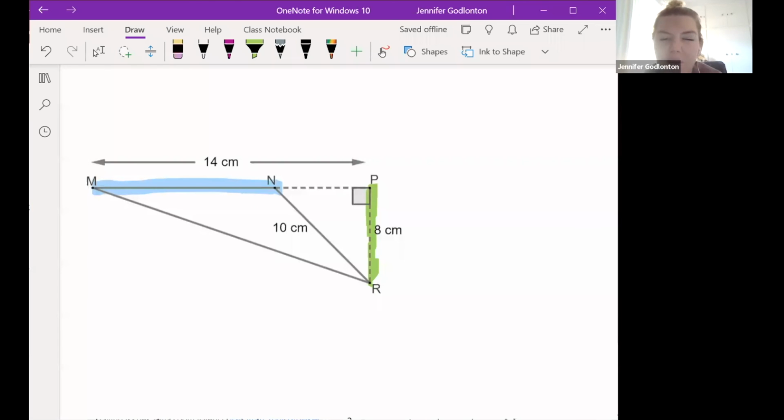Yeah, so Marcus, I would probably say NP squared plus 8 squared equals 10 squared, but it's fine to say that. But I think it would probably be better in this case to say NP because it's not our height, because our height is the 8.